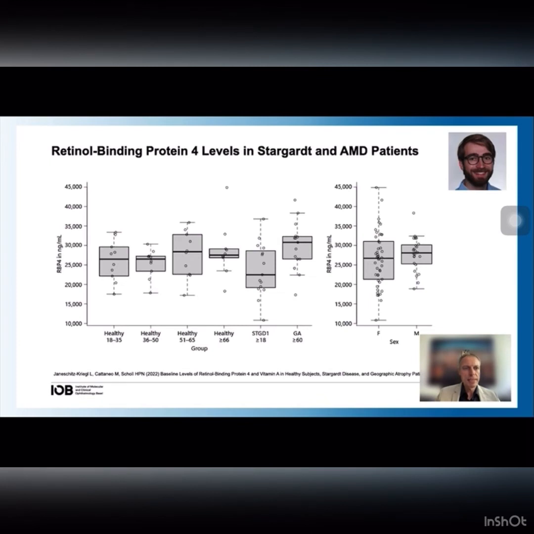Very recently, we looked into RBP4 levels in Stargardt patients and AMD patients, and also in the age dependency of RBP4 levels in the circulation, and we have not found any difference. In other words, RBP4 concentration in the systemic circulation is not dependent on age and obviously not dependent on disease, including Stargardt disease and geographic atrophy secondary to AMD.